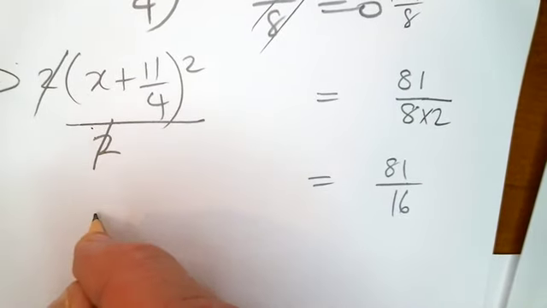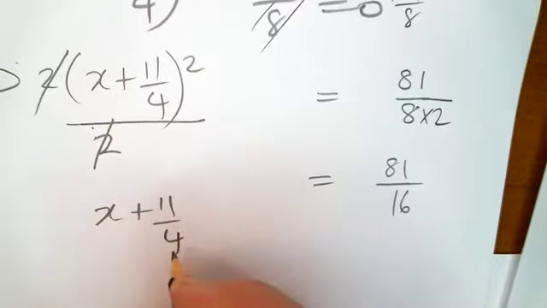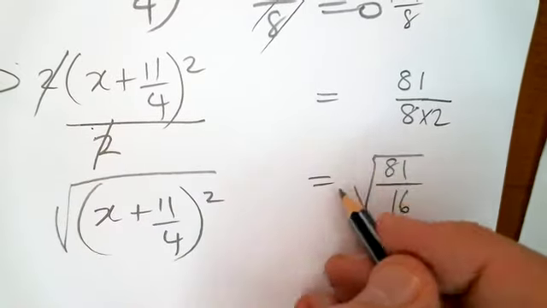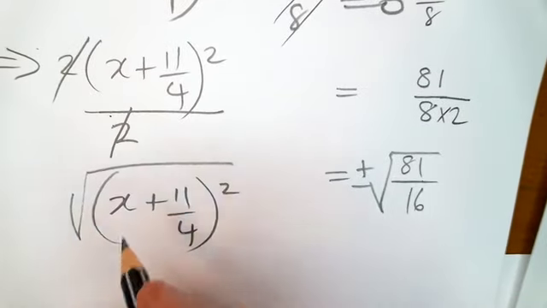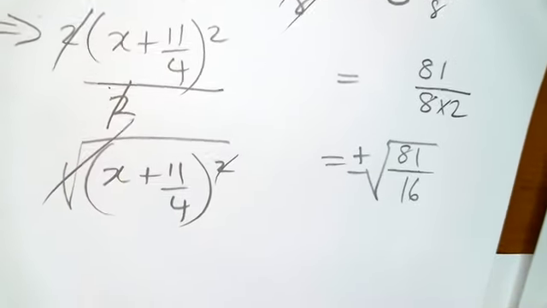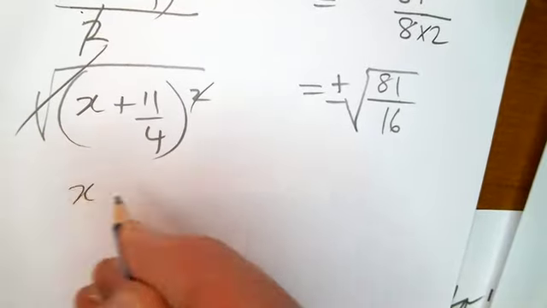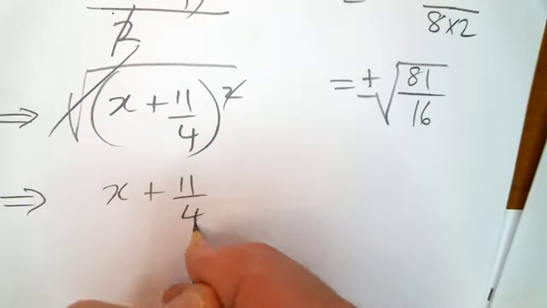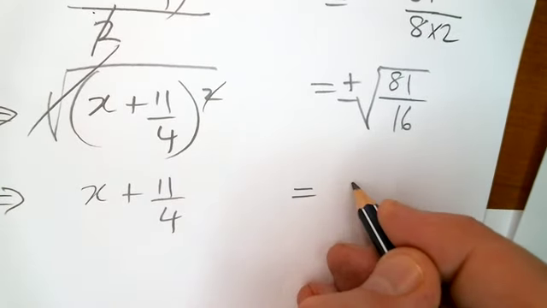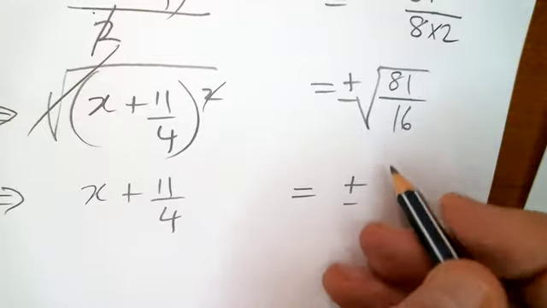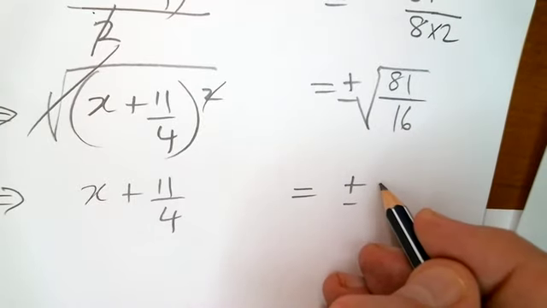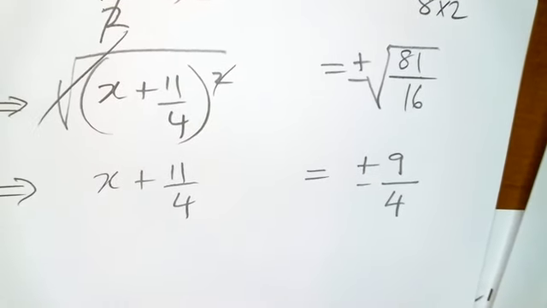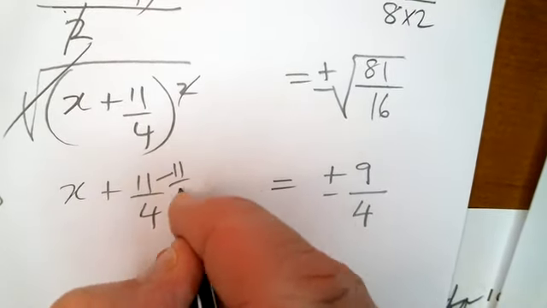So I'm going to find the square root of this side, which is x plus 11 over 4 all squared. Find the square root. Of course, that's a plus or minus now. Of course, the square root of a square leaves me with an x. That implies that I've got x plus 11 over 4 is equal to plus or minus the square root of 81 over 16. Well, the square root of 81, of course, is 9. The square root of 16, of course, is 4. So that's nice.